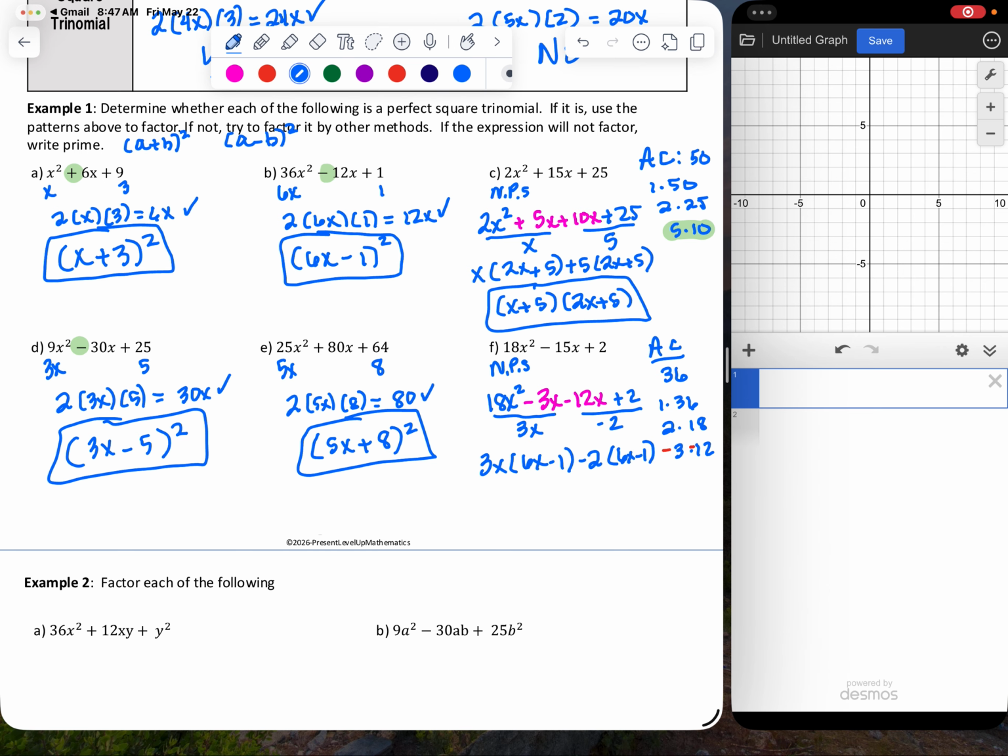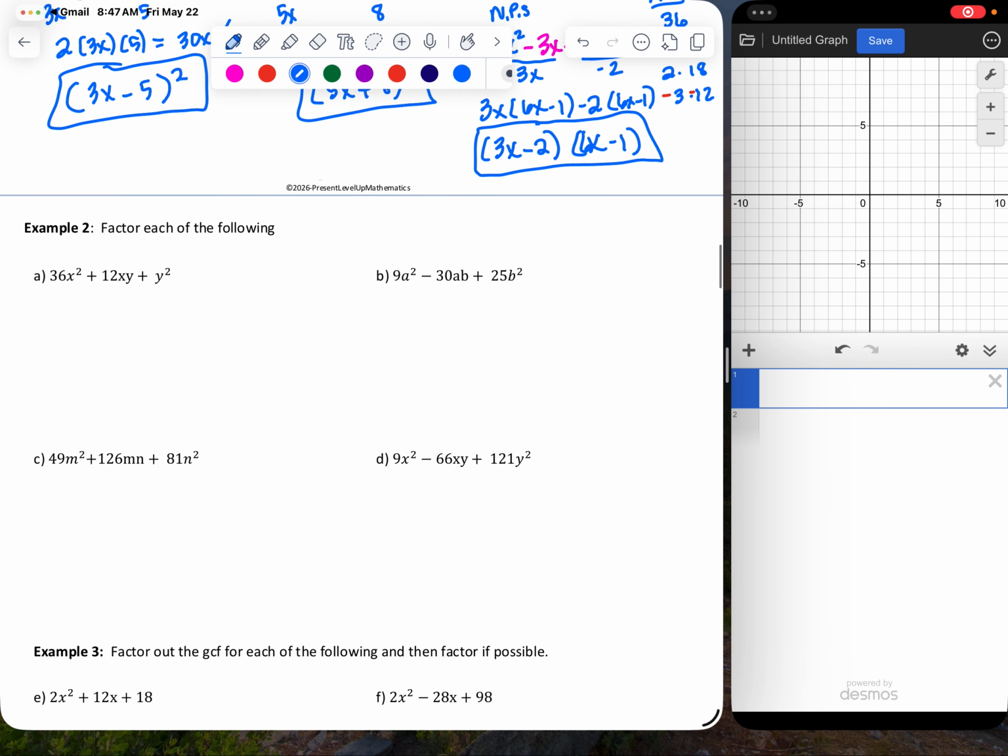Again, you'll know you did this right if you get matching binomial factors, and we did. So take your greatest common factors, 3x minus 2, and put them together, and then 6x minus 1. So again, if you don't have a perfect square trinomial, it's going to take you a little bit longer to factor the trinomial.